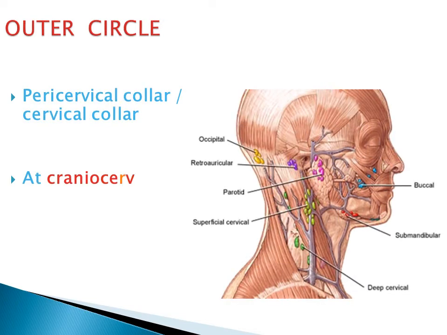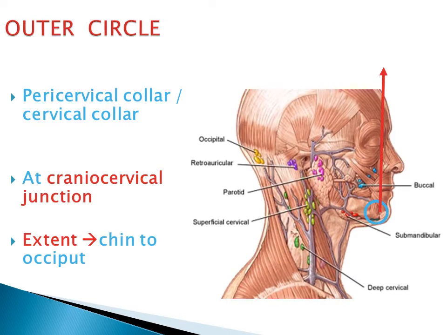Now let us see what the outer circle is. The outer circle, as we said, is a pericervical collar. Pericervical means what? Around the neck. It is a collar which is formed around the neck.